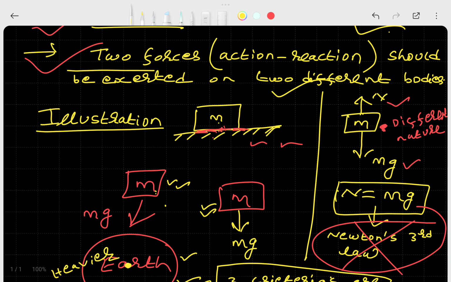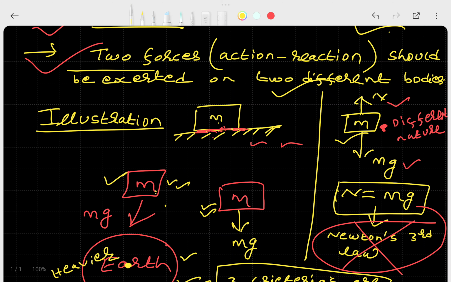Okay, so be careful. These two illustrations are very important. Here a student might feel, okay, the block is coming down towards the center of the earth, so how can we apply Newton's third law? But the block is also pulling the earth with the same, equal amount of gravitational force. That's why Newton's third law exists here. The force is acting between two different bodies and the forces are of the same nature.